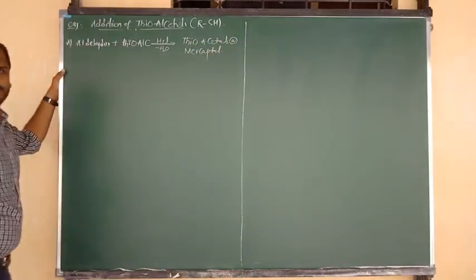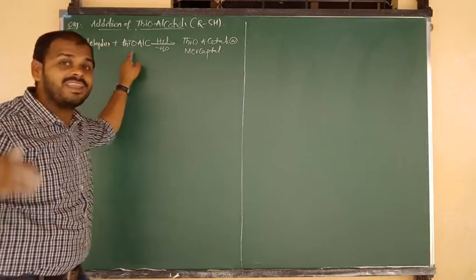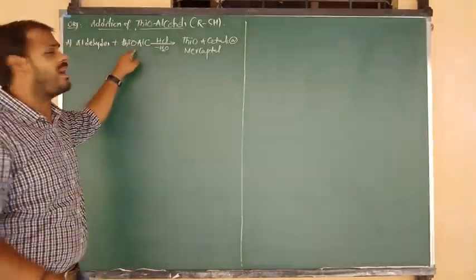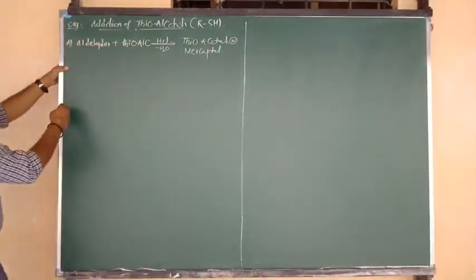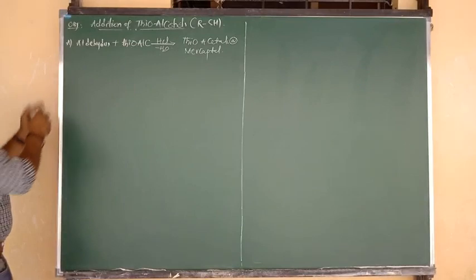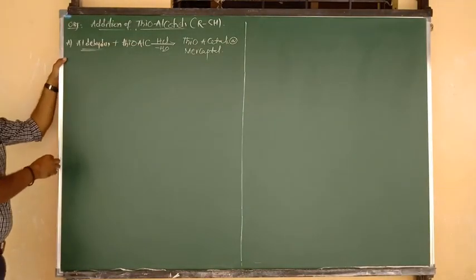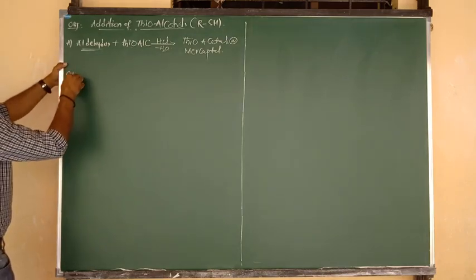This is an important formula. Aldehydes upon addition with 2 moles of alcohol will give acetal. Aldehydes upon addition with 2 moles of thioalcohol will give thioacetal. So first of all I am going to give an example. For the example we are going to consider an aldehyde. Suppose the aldehyde is acetaldehyde. What is the formula of acetaldehyde?